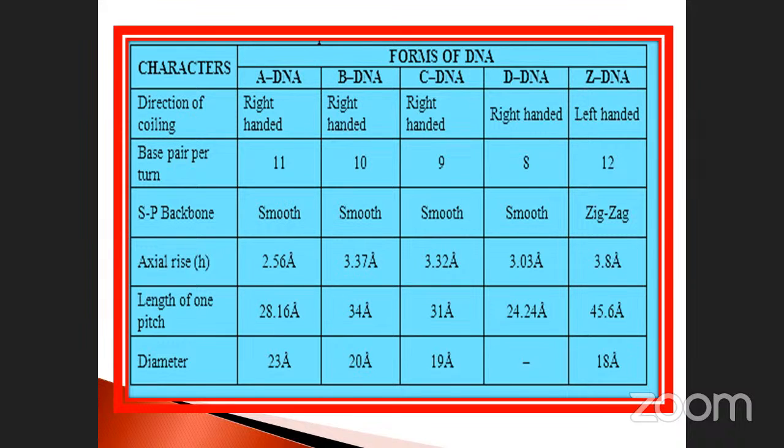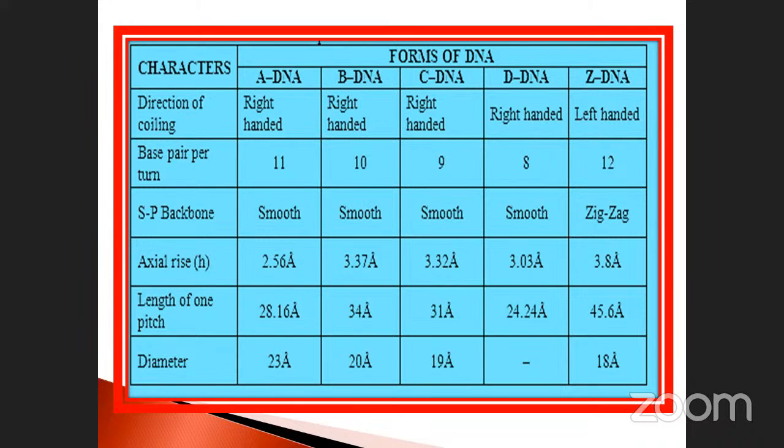And one more thing: according to the nitrogen bases, which one has the lowest base pairs? 8-1, so D DNA is the lowest. Which one is the highest? 12, so Z DNA is the highest. In the double-stranded helical Watson-Crick DNA, the number of base pairs is 10.